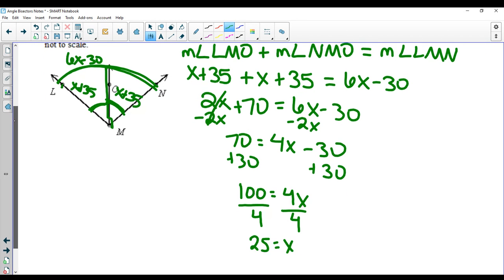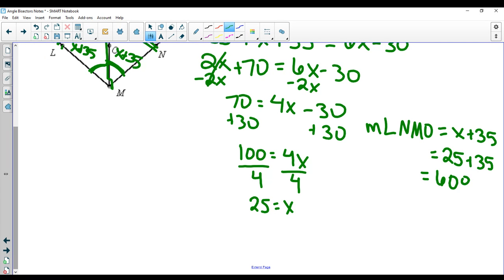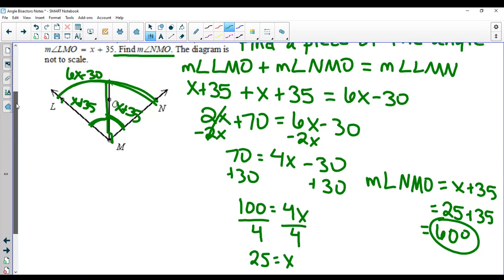So we have to now, the measure of angle NMO equals x plus 35. Subbing in our 25, we get it to be 60 degrees. Make sure you put that degree symbol on there because we're talking about an angle measure. Okay? That's basically it. It's not super hard.